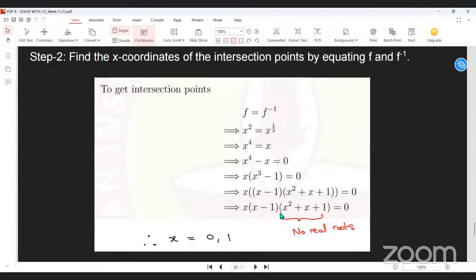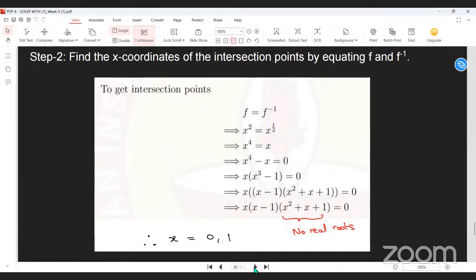So x into x minus 1 into x square plus x plus 1 equals 0. So see, x square plus x plus 1 has no real root, means it will always be positive, right? It can never be 0, right? Everyone getting this? Yes, sir. So either x must be 0 in order to make the expression 0, or this x minus 1 must be 0, right? So only at x equals 0 or x equals 1, the functions intersect, right?